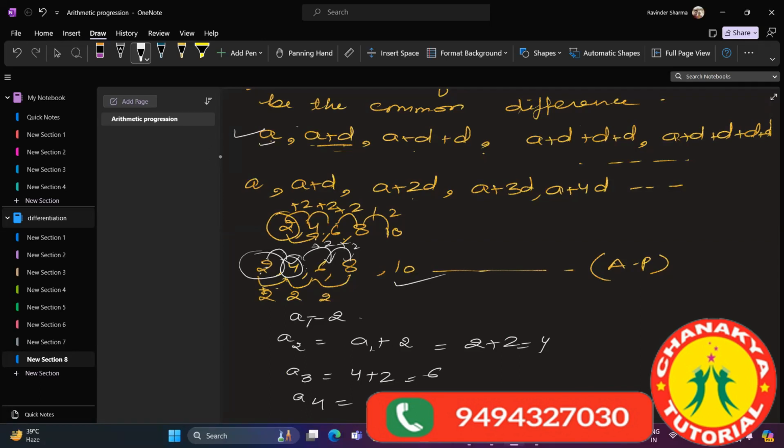So you will add this D to the first term, then you will get the second term. Now add D to the second term, you will get the third term. Now add D to the third term, you will get the fourth term. Now when you are adding this D to the fourth term, you will get the fifth. Now understood? Now your general AP will be A, A plus D, A plus 2D, A plus 3D, and A plus 4D.